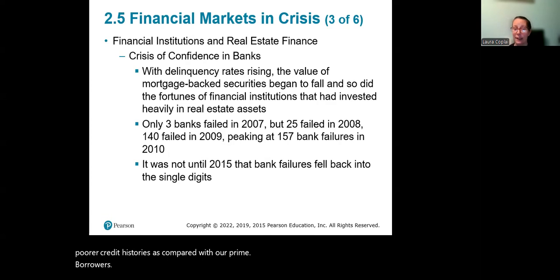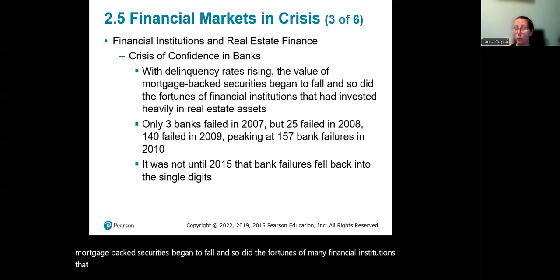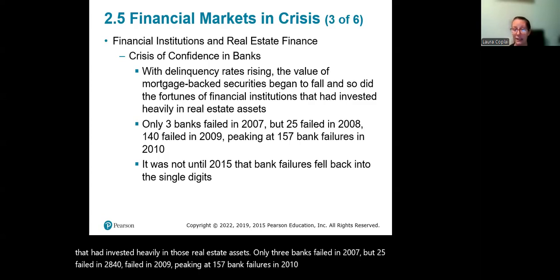So there was a crisis of confidence in the banks. With the delinquency rate rising, the value of mortgage-backed securities began to fall, and so did the fortunes of many financial institutions that had invested heavily in those real estate assets. Only 3 banks failed in 2007, but 25 failed in 2008, 140 failed in 2009, peaking at 157 bank failures in 2010. It wasn't until 2015 that bank failures fell back into the single digits.